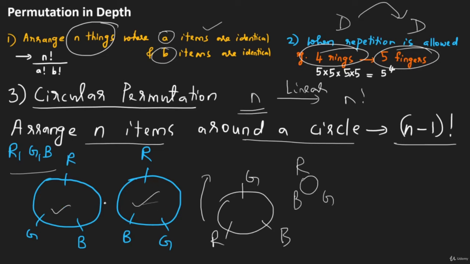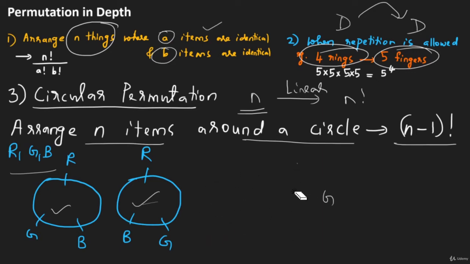So there are only 2 ways in which these 3 friends can be arranged around a circle. All right, and we get this, that is 2. This is 1, this is 2. We get this 2 by taking 3 minus 1 factorial, which is equal to 2.